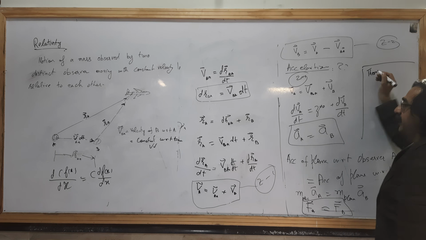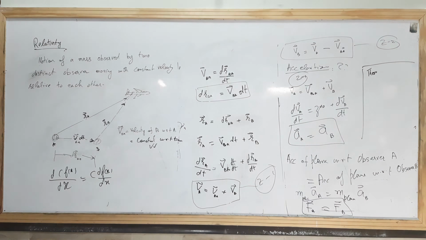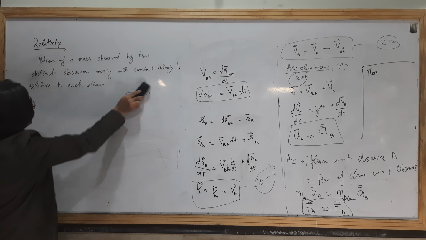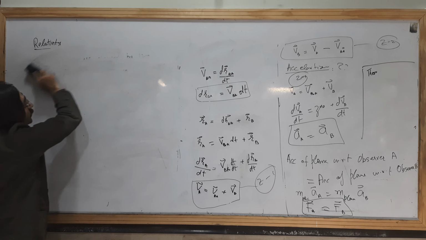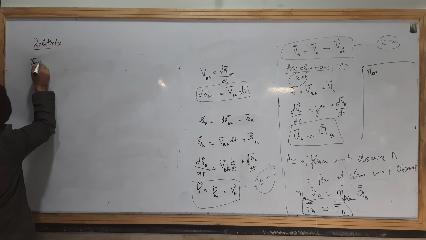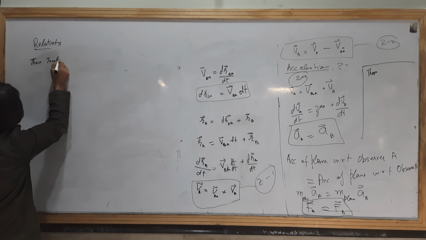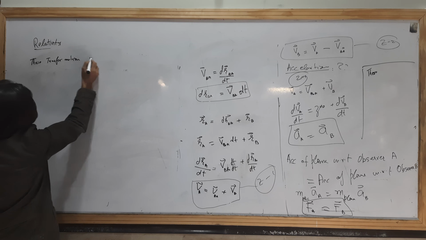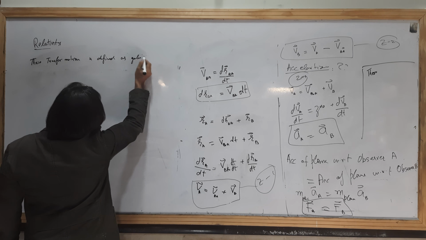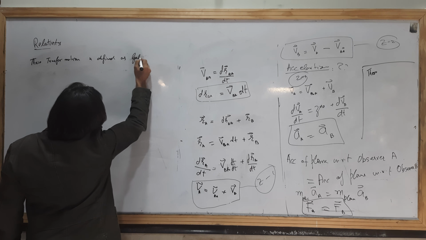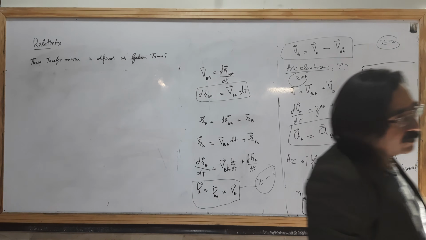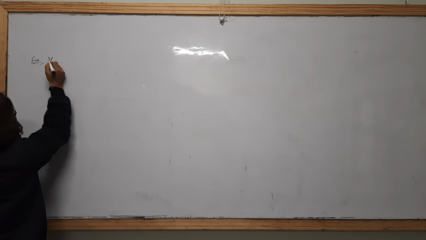These transformations are defined as Galilean. Check the spelling of Galilean, I think. These type of transformation will be defined as Galilean.